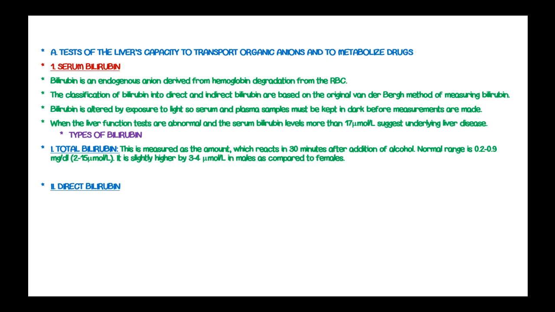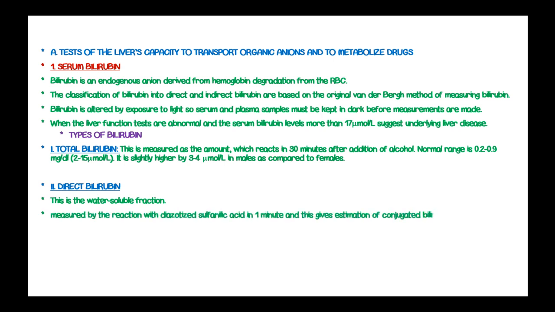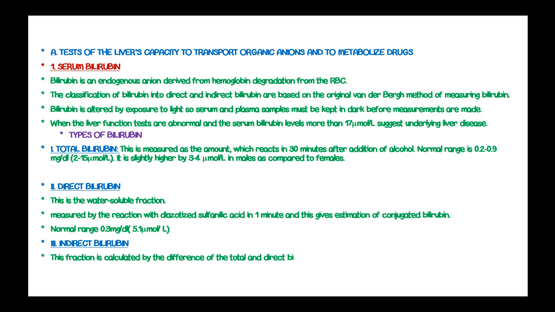The second type is called direct bilirubin, and it refers to the water-soluble fraction of bilirubin. It is measured by reacting with diazotized sulfanilic acid in 1 minute and gives an estimation of conjugated bilirubin in blood. The normal range is 0.3 milligrams per deciliter, equivalent to 5.1 micromoles per liter. The third type is called indirect bilirubin, the fraction calculated by the difference of the total and direct bilirubin, and it is a measure of the unconjugated fraction of bilirubin.